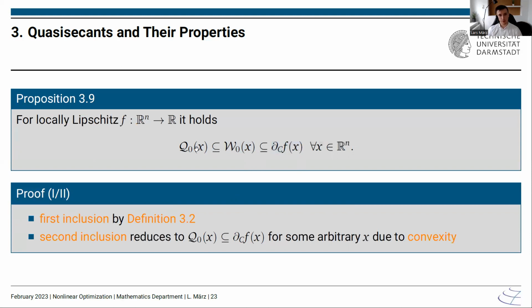Convexity is exactly what differentiates those two sets, because if we have shown that this is a subset of that, we just take the convex hull, this becomes this, and the other one stays invariant, and then we are done. So this is all we have left to show.